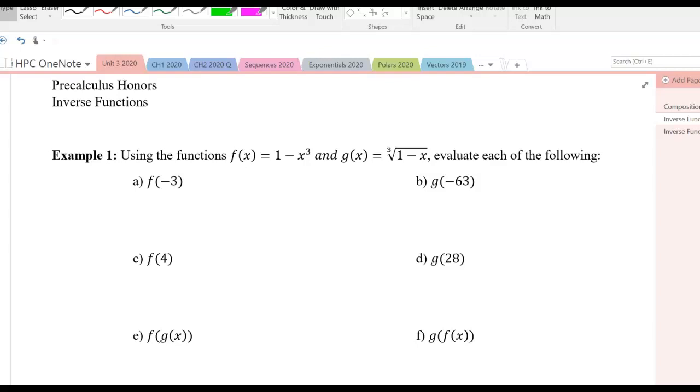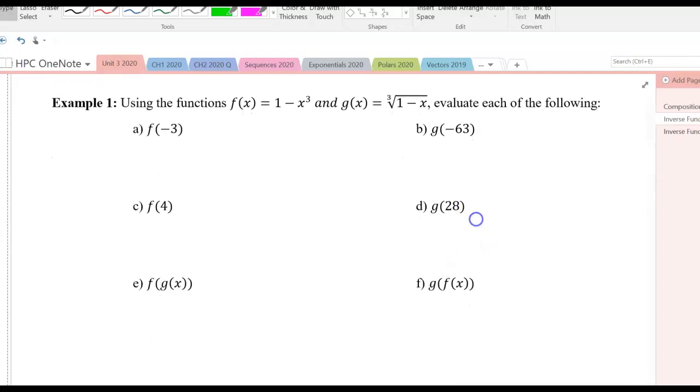So if you look at the problem on the screen, I'm going to do problem A and C. I'm going to find f of -3 and f of 4, and I want you to find part B and D. So go ahead and pause the screen and find B and D, please. And I'm going to do part A and C. Okay, so when I plug in -3, I get 28. And when I plug in f of 4, I get -63.